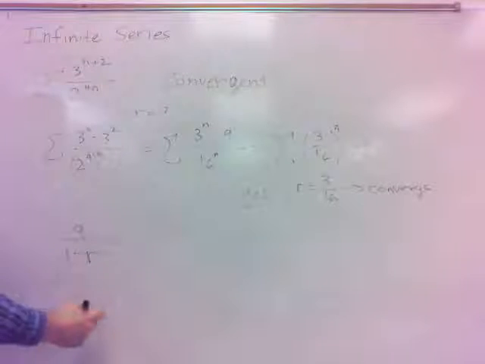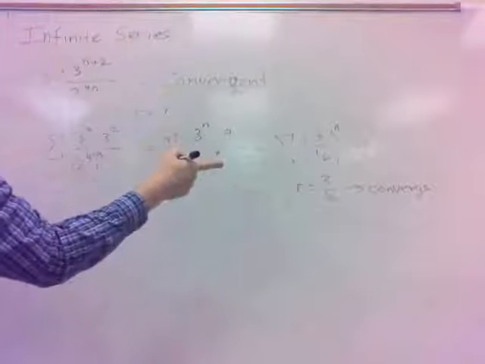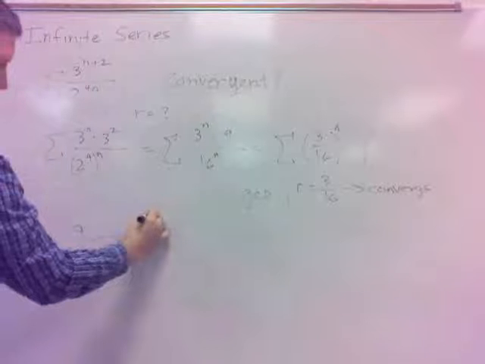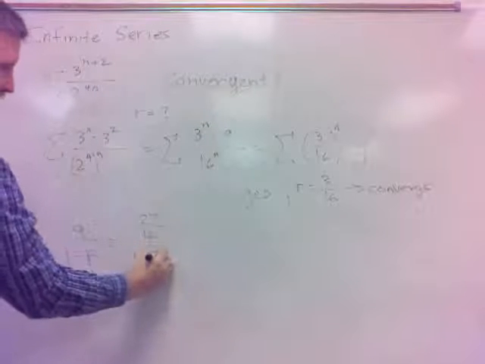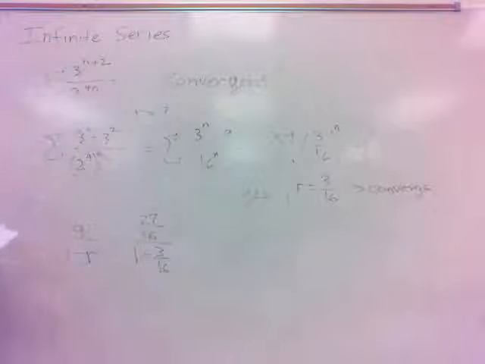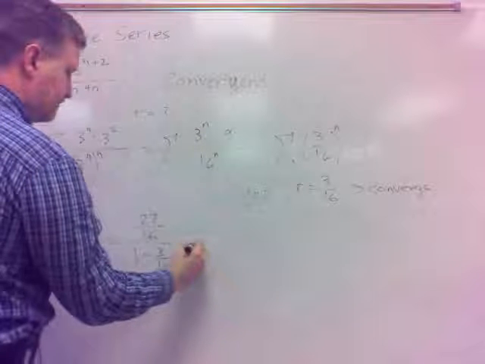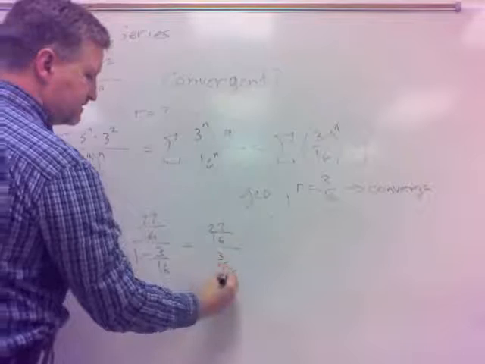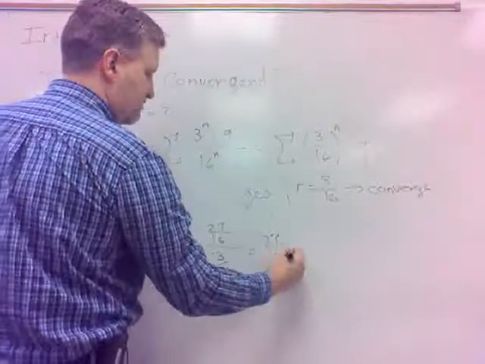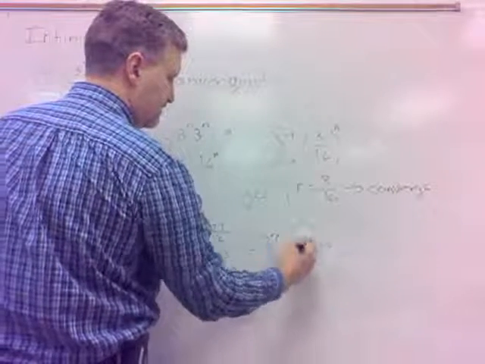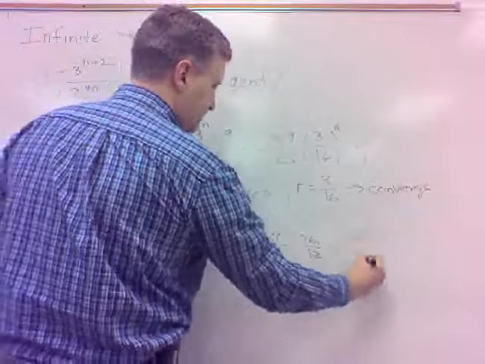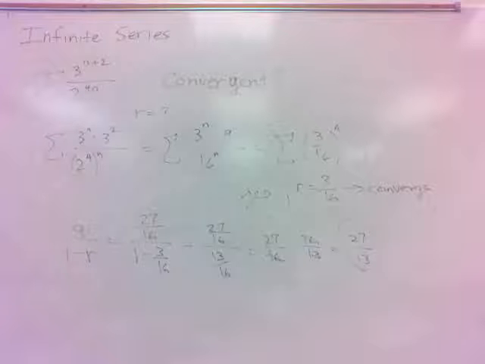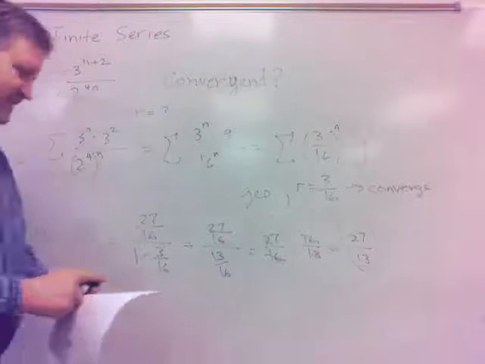What does it converge to? Well, a over 1 minus r is what it converges to. The first term, 3/16 times 9, is 27/16, over 1 minus 3/16. So it's 27/16 over 13/16, which is 27/16 times 16 over 13. 16's cancel, 27/13. Okay. So that should give you a few of those to work with. Okay. All right.